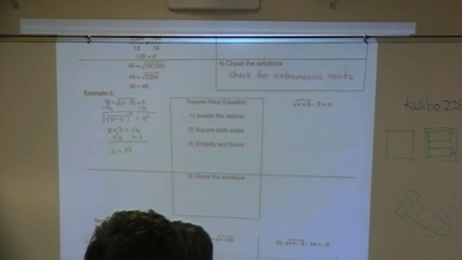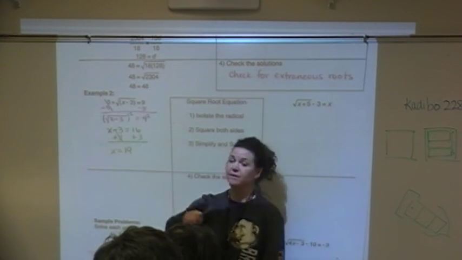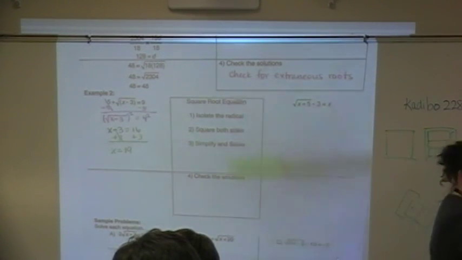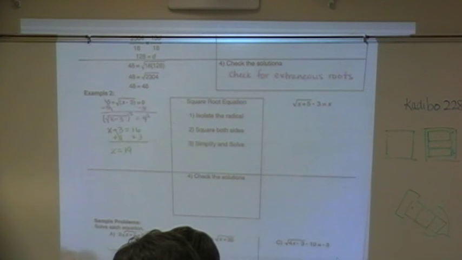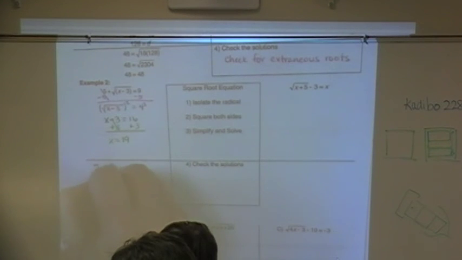Now to check it, you've got to go back and plug it back into the original problem. So I'm going to plug 19 right there. And I am going to write this one out, but you can probably check most of them in your head. But let's write this one out just for the sake of saying we did. So 5 plus the square root of 19 minus 3. So 5 plus the square root of 16.